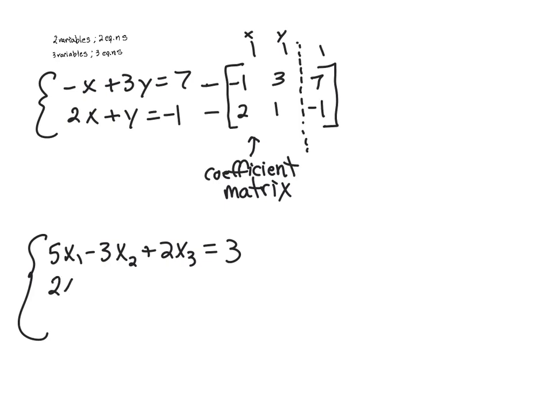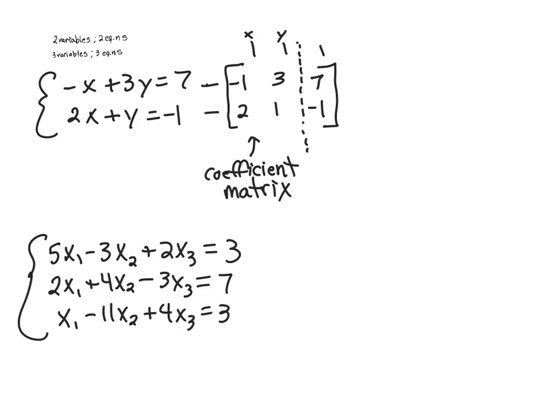We had 2x1s, 4x2s, negative 3x3s equaled 7. And we had 1x1, negative 11x2s, 4x3s, and that equaled 3. So our matrix representation, we have 3 rows, and we're going to have an x1 column, x2 column, x3 column, and augment that with what those things are equal to.